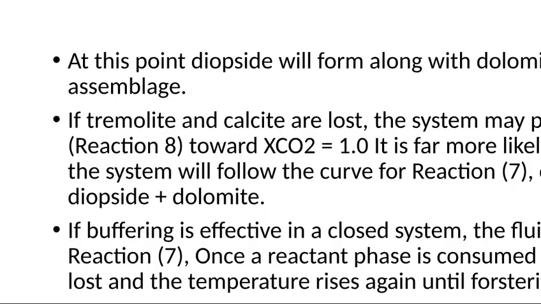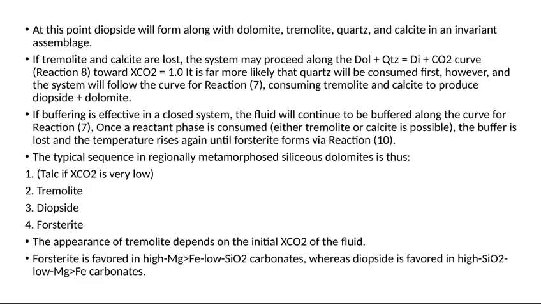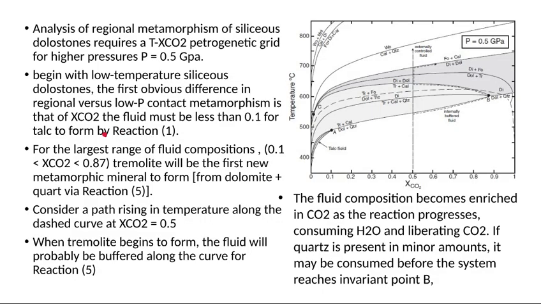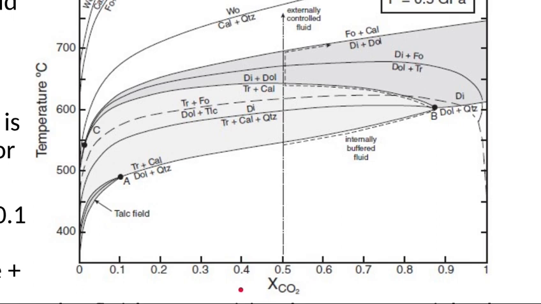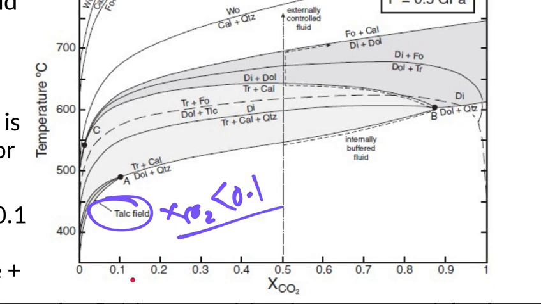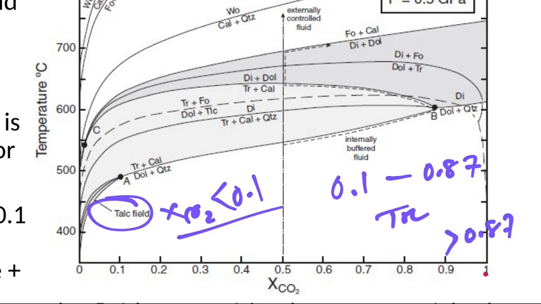So for regional metamorphism, the pressure is 0.5 GPa, sorry, not 1 bar. In regional metamorphism, talc will be formed only if XCO2 is less than 0.1. If XCO2 is 0.1 to 0.87, the first formed mineral will be tremolite. If XCO2 is greater than 0.87, the first formed mineral will be diopside. The only difference is the values.